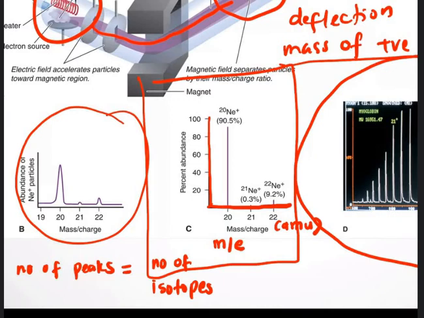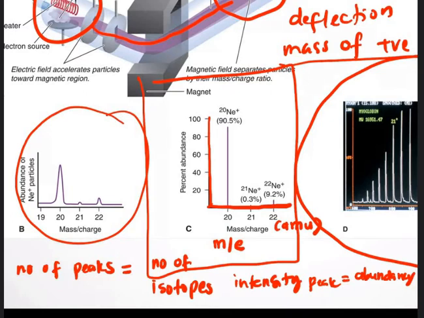Maknanya dalam case ni kita tahu kita ada 3 peaks, which means that our neon sample is consist of 3 isotope. Ada 3 isotope. Yang mana the intensity of peak, ataupun tinggi rendah peak tu, is telling us the abundancy. Maknanya yang paling tinggi itu adalah the most abundant species, yang paling pendek itu adalah yang the least abundance.